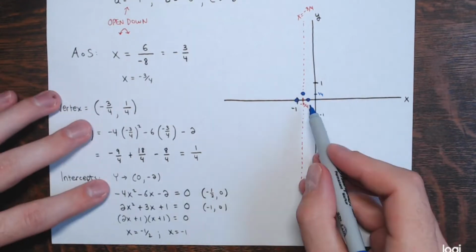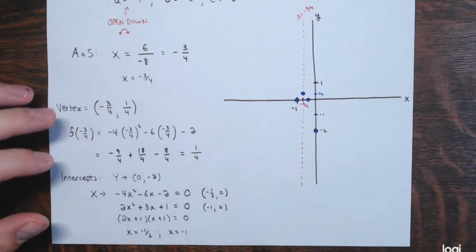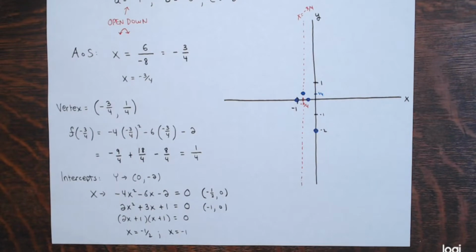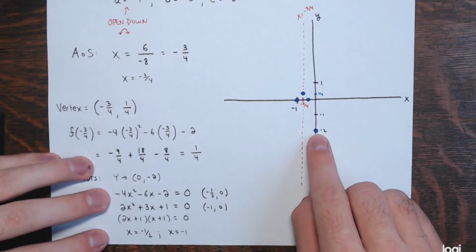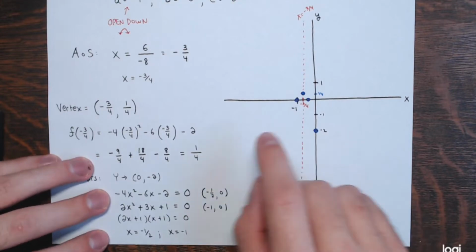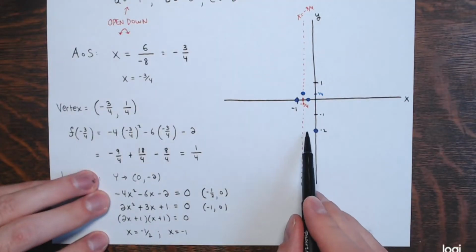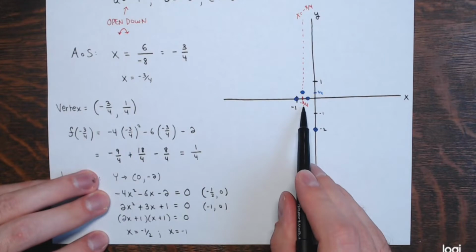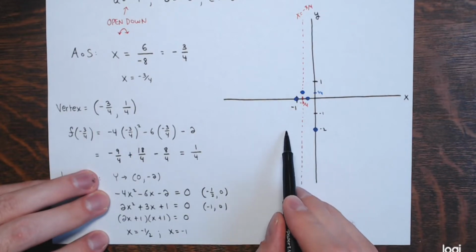So -1/2, 0, -1, 0. Right? And then I'll use symmetry to find a point on the opposite side from this y-intercept. Now be careful, this is a fraction value. The distance between this point and the axis of symmetry is 3/4 units. So I need to go another 3/4.